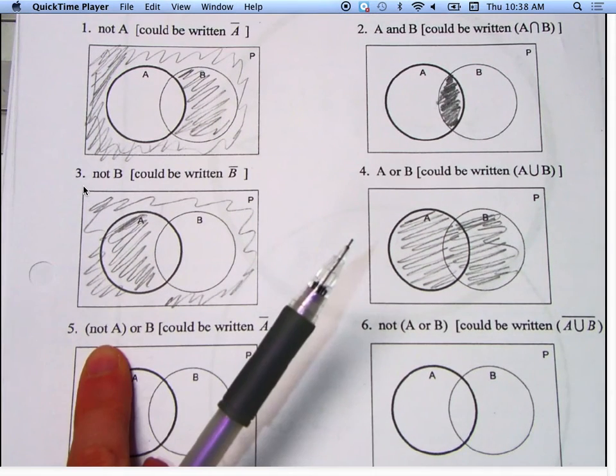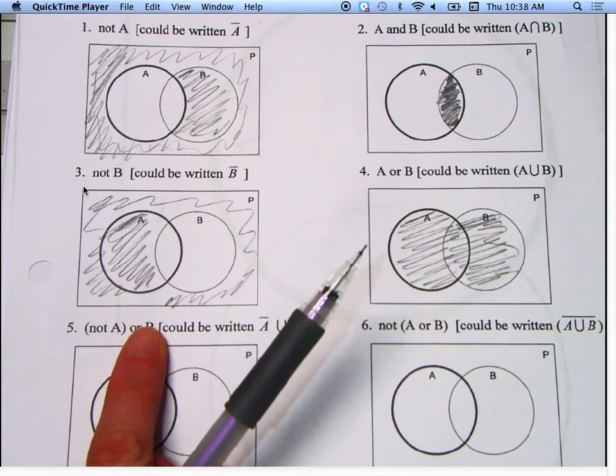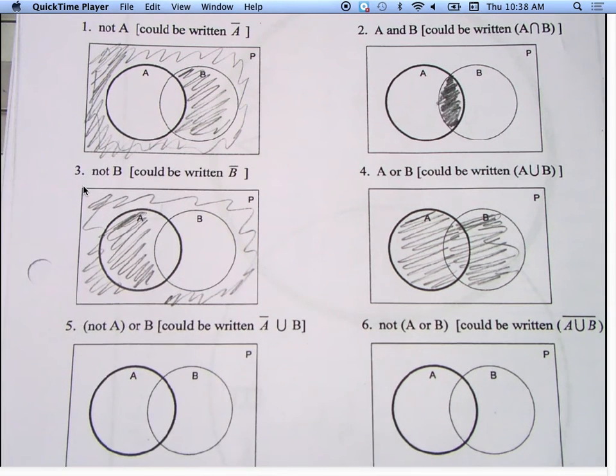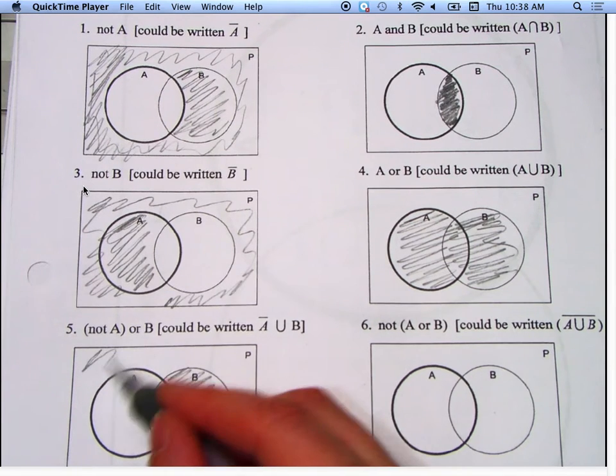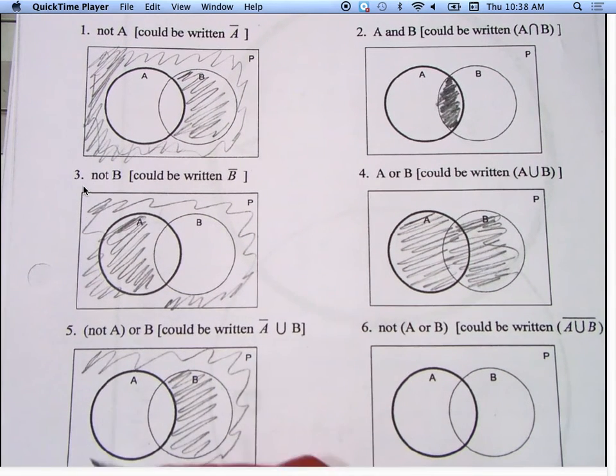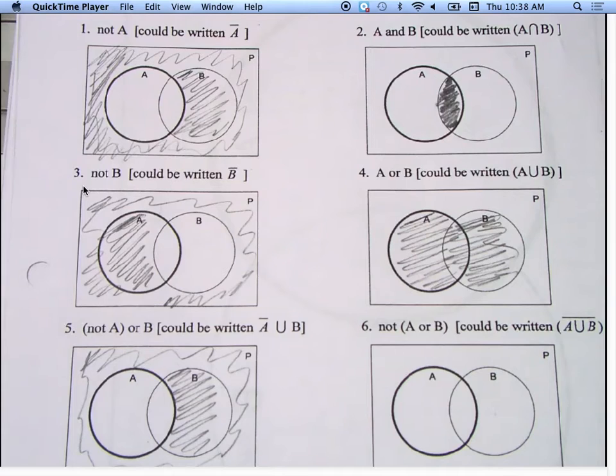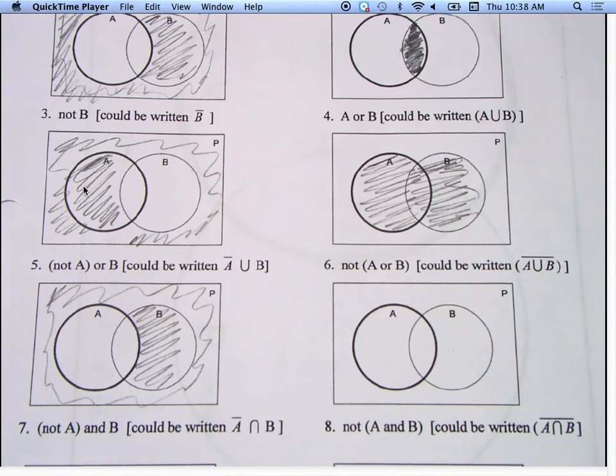Not A or B. Could it be B? Yeah. Okay, so we shade B and all of P. It makes sense. Not A or P and not A or B. They're included. So it's just what? P.